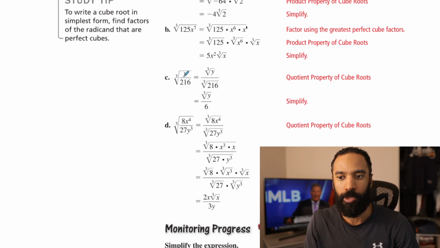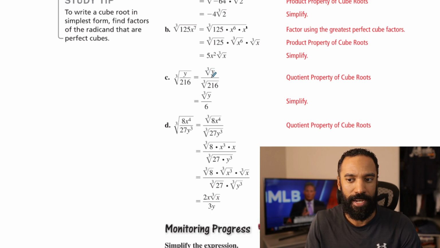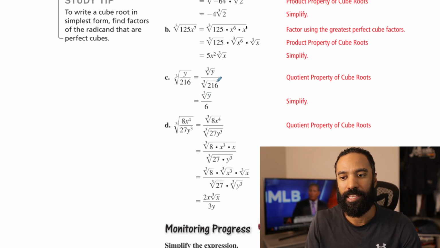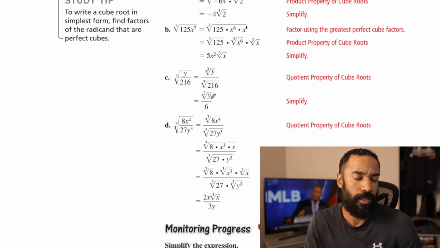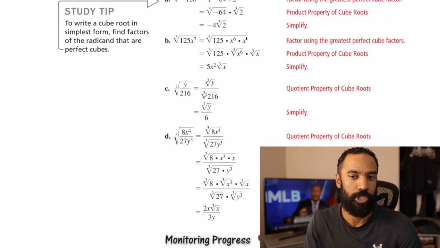And this last one, the cube root of y over 216, you split them up into 2 separate things. Cube root of y, not a perfect cube, so it stays inside there. And the cube root of 216 is 6. One of those things that either you're going to have to know or just trust me when I tell you.